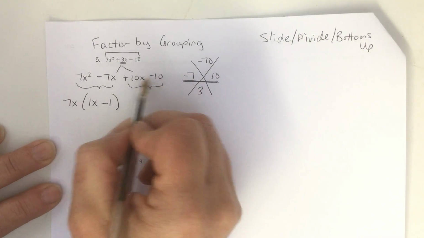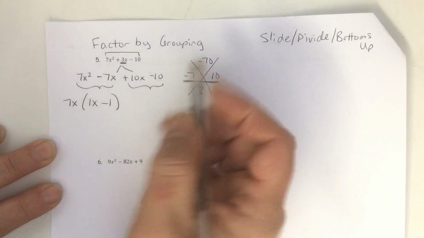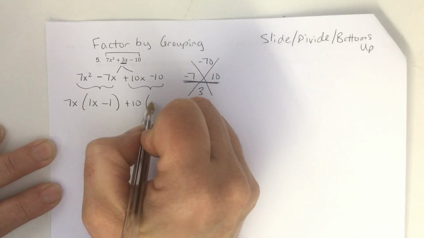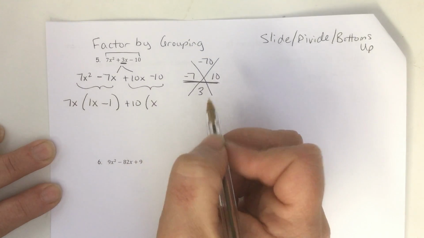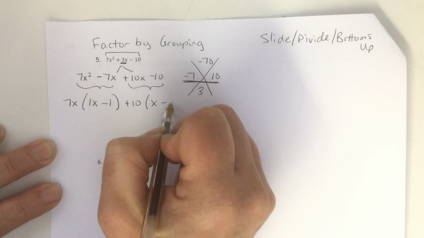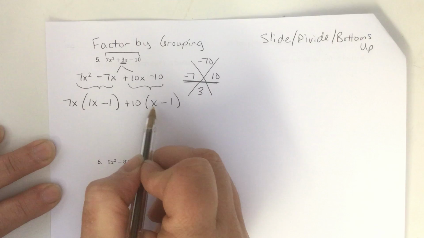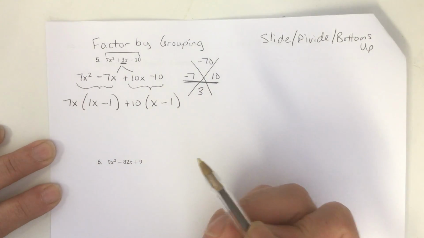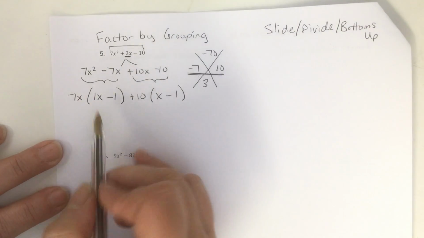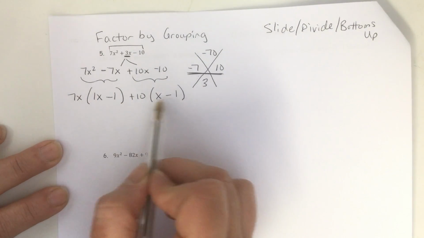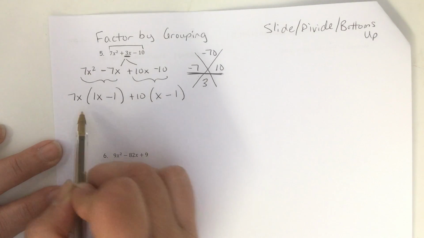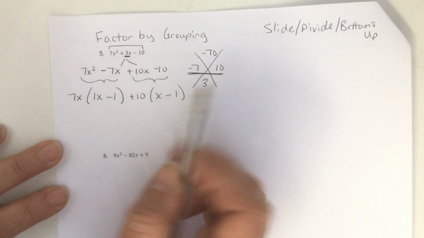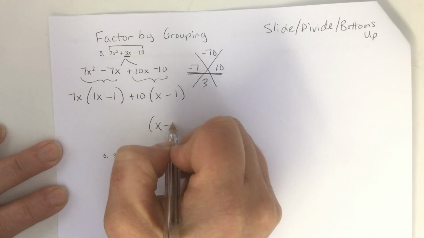Then we need to factor something out of here. Well, 10 is what they have in common, so plus 10, and then you have an x. 10 times x is 10x, and then you need to bring down your minus and put a 1. So if you were to distribute this out, you'd get 10x minus 10, which is exactly what we have there. Okay? Now, you take this parentheses and this parentheses, which should be the same, and they are. 1x is the same as x. So this parentheses is the same as this one. So I'm going to write it there.